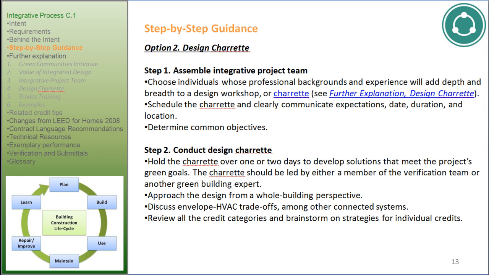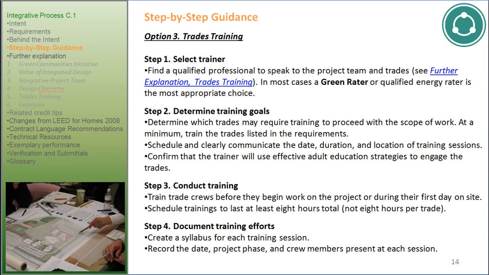Step 2. Determine common objectives. Conduct design charrette. Hold the charrette over 1 or 2 days to develop solutions that meet the project's green goals. The charrette should be led by either a member of the verification team or another green building expert. Approach the design from a whole building perspective. Discuss envelope HVAC trade-offs among other connected systems. Review all the credit categories and brainstorm on strategies for individual credits.